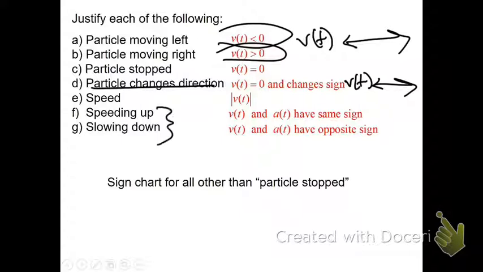Speeding up and slowing down also involve signs. For those questions, you find both velocity and acceleration. Put the two sign charts one on top of each other. If they have the same sign, you're speeding up. Opposite signs are slowing down.